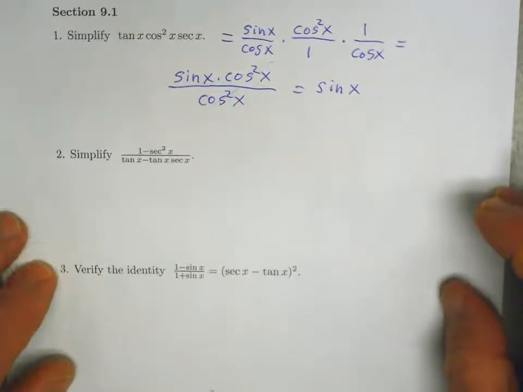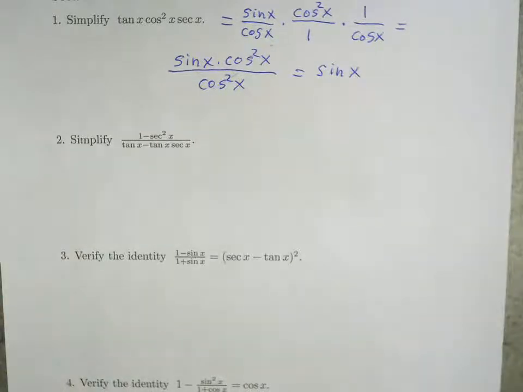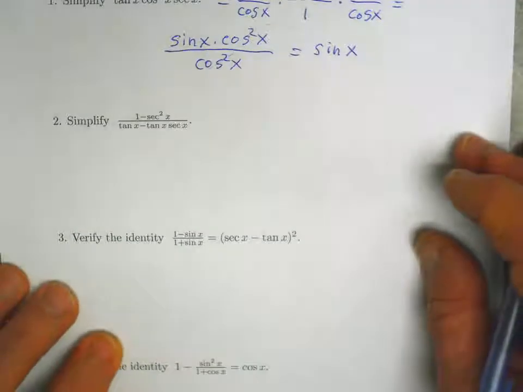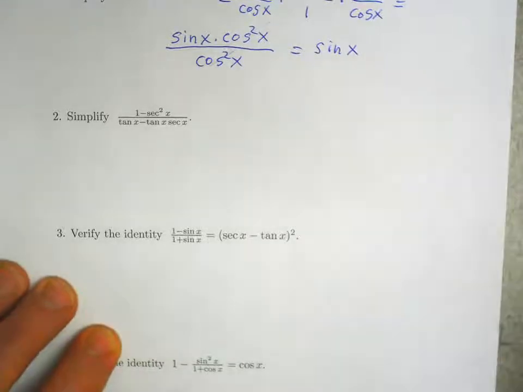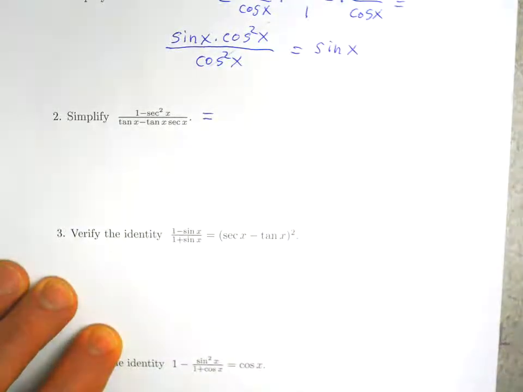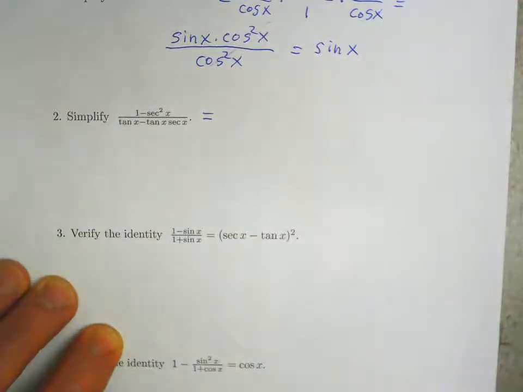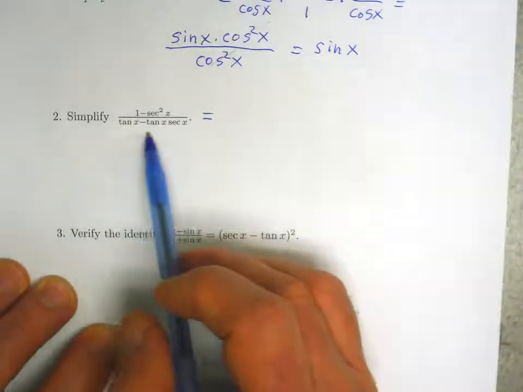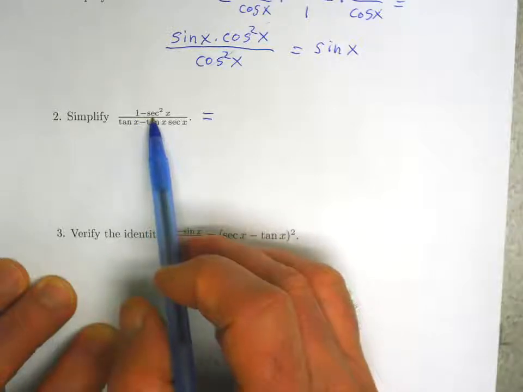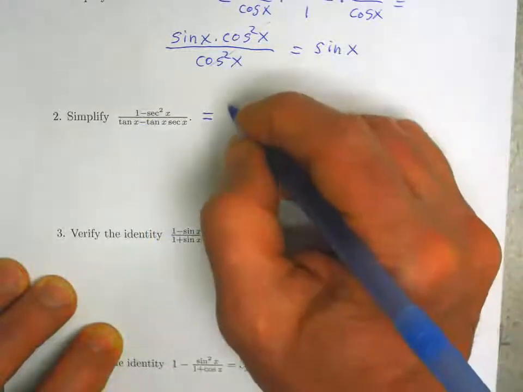Okay, simplify the next one. 1 minus secant of x squared divided by tangent of x minus tangent of x times secant of x. Well, there may be numerous ways to go about it, but it seems like the most straightforward thing to do, based upon what I'm seeing in the denominator. Think of 1 minus secant of x squared as a difference of squares and factor it.